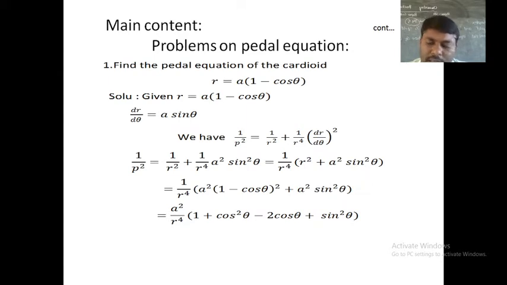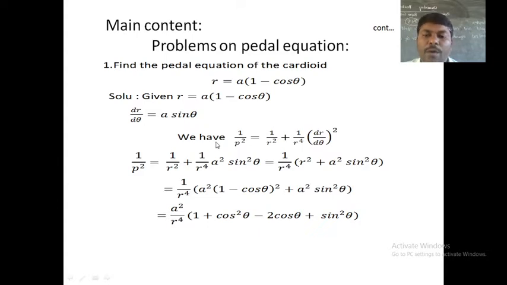Differentiate this curve with respect to theta. We get dr by d theta is equal to a, a is constant, keep as it is. Derivative of 1 is 0 minus derivative of cos theta is minus sin theta. So minus into minus plus, so sin theta.